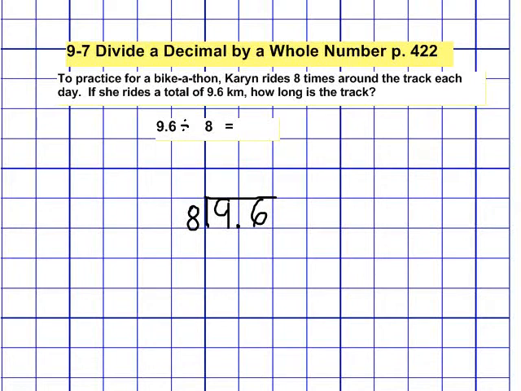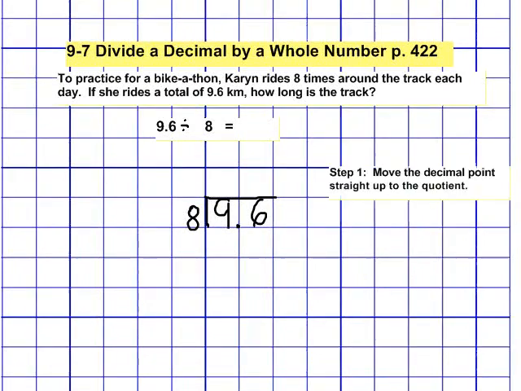Now I am ready to do step number 1. Step number 1 says that I need to move the decimal point straight up to the quotient. The decimal point is right here, and it tells me that I need to go straight up to the quotient, which is the answer to a division problem. So that's the very first thing you do. Now you're ready for step number 2. Step number 2 says that I will then divide as usual.